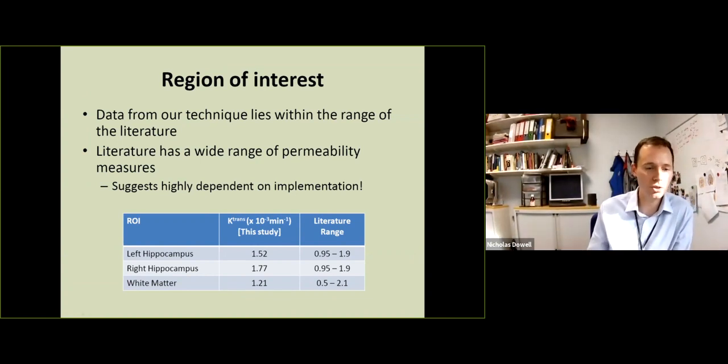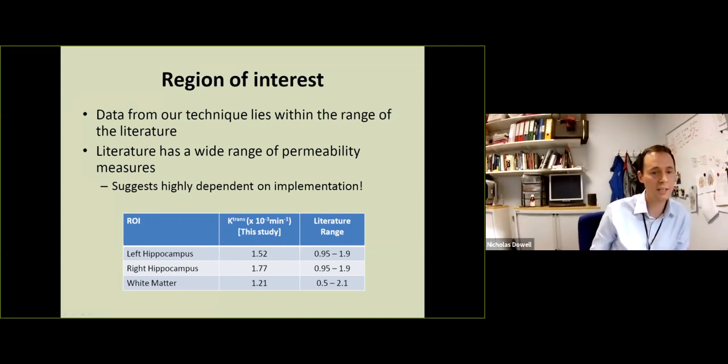But if you can do pixel-wise mapping, you can also do region of interest mapping, just looking at individual regions. And you can see when we compare some of our principal regions like the hippocampus and the white matter with those in the literature, they lie well within the range. But you'll notice that this range is massive. If you look around the literature, you see really different values for permeability K-trans in any particular region you care to look at, which suggests that this technique for working out K-trans is highly dependent on the way that you implement this technique.